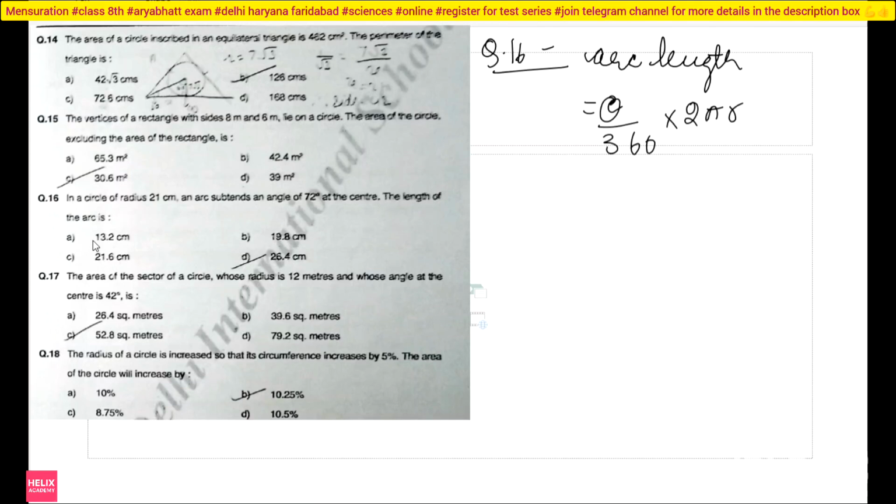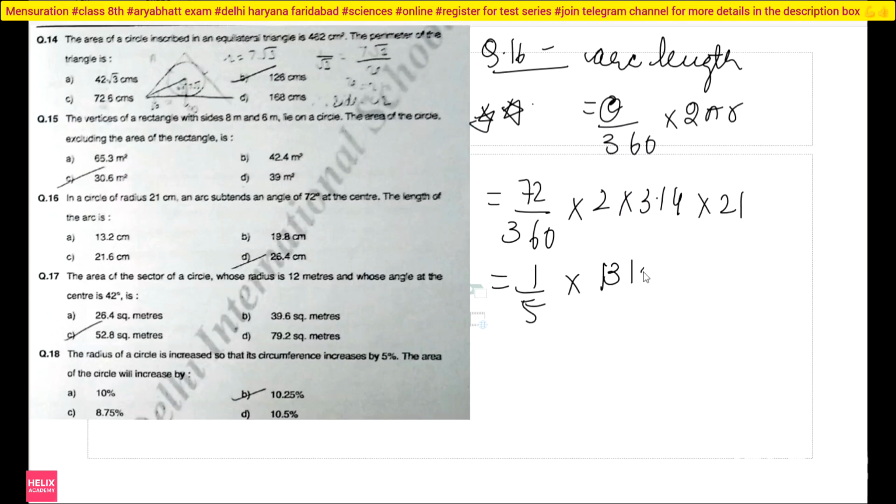At the center, the length of the arc. So arc length is theta upon 360 degree into 2 pi r. Always remember this formula, double star. Now how can you put the values? That is 72 upon 360 into 2 into 3.14 pi value into 21, the radius value. So it will be 1 upon 5 into 131.88, or I can say 26.38 centimeter.